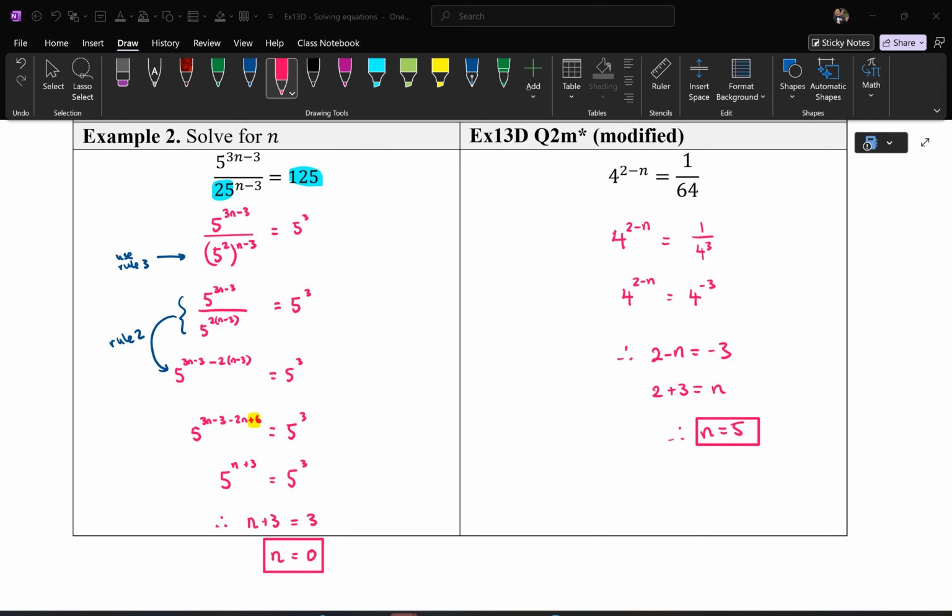Again, same thing again. I noticed that 64 can be written as 4 cubed. Bring it up using rule 7. Powers must be the same. Added n, added 3 on both sides, and then n equals 5. Okay? All right. Let's flip over and let's start some year 11 techniques now.